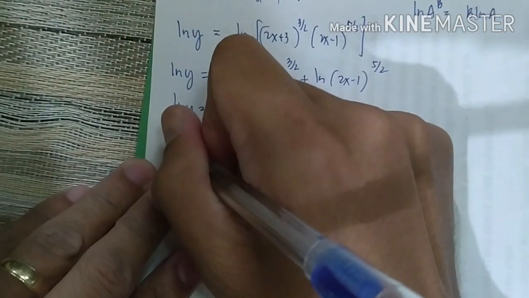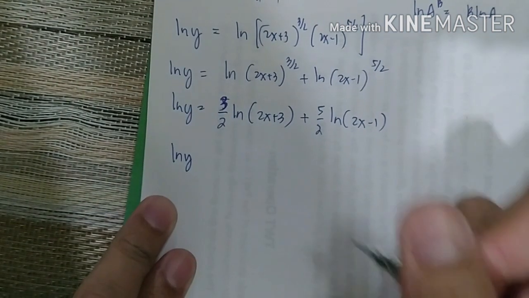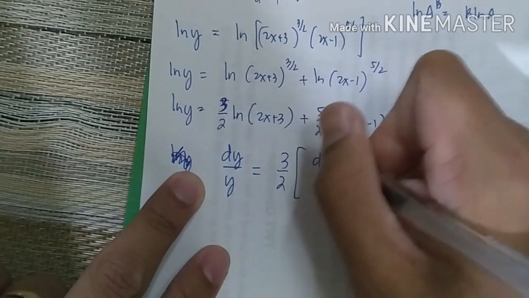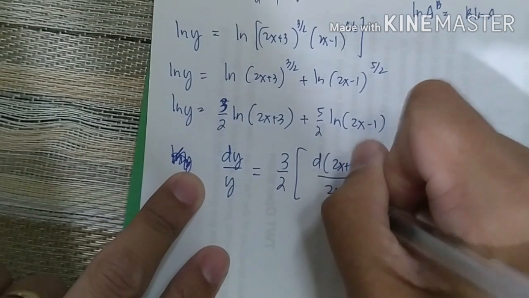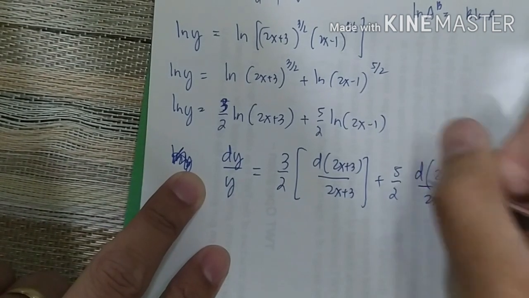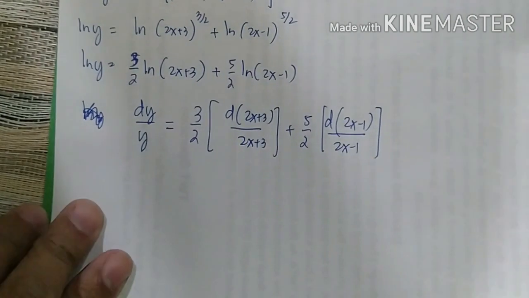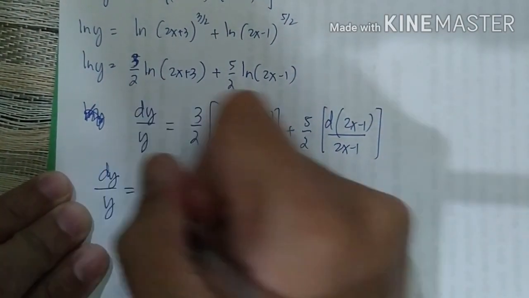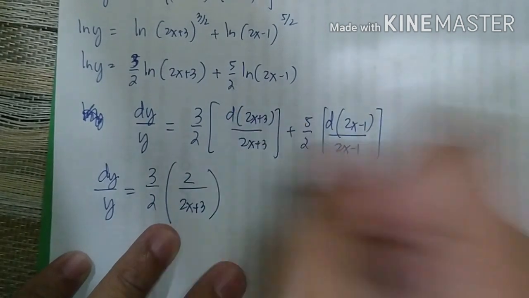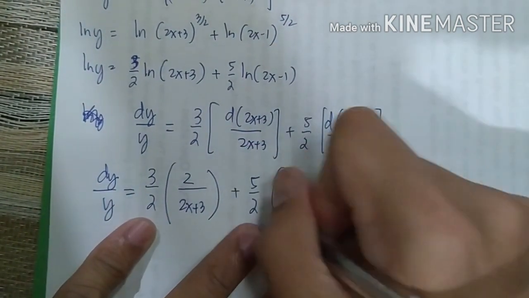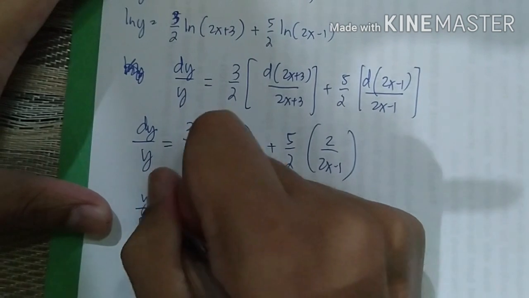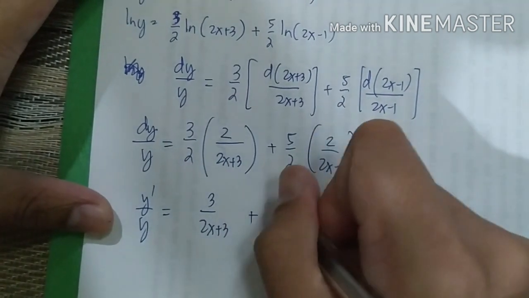So, magiging siyang ln y. Ay, pwede na pala akong mag-derivative. So, that's derivative of y over y is equal to 3 halves, derivative ng 2x plus 3 over 2x plus 3, plus 5 over 2, derivative ng 2x minus 1 over 2x minus 1. Kasi, yan yung formula ng finding the derivative of an ln function. So, this is dy over y. That's 3 over 2 times 2 over 2x plus 3 plus 5 over 2 times 2 over 2x minus 1. So, what happens to 2? Surprise, cancel.